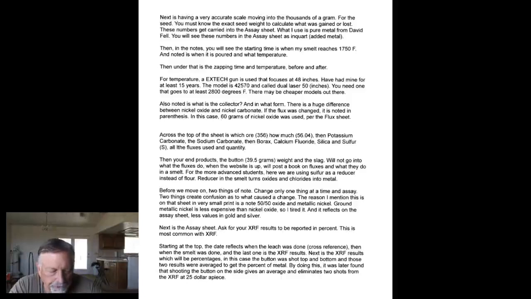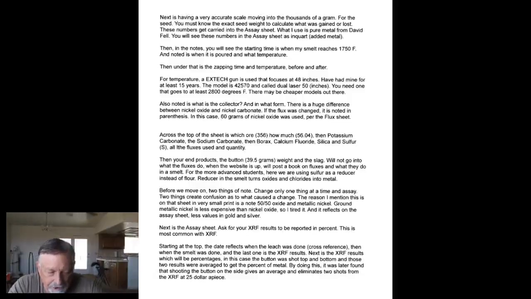Before we move on, two things of note. Change only one thing at a time and assay. Two things create confusion as to what caused the change. The reason I mention this is on that sheet in very small print is a note: 50/50 oxide and metallic nickel. Ground metallic nickel is less expensive than nickel oxide, so I tried it, and it reflects on the assay sheet. Less values in gold and silver.